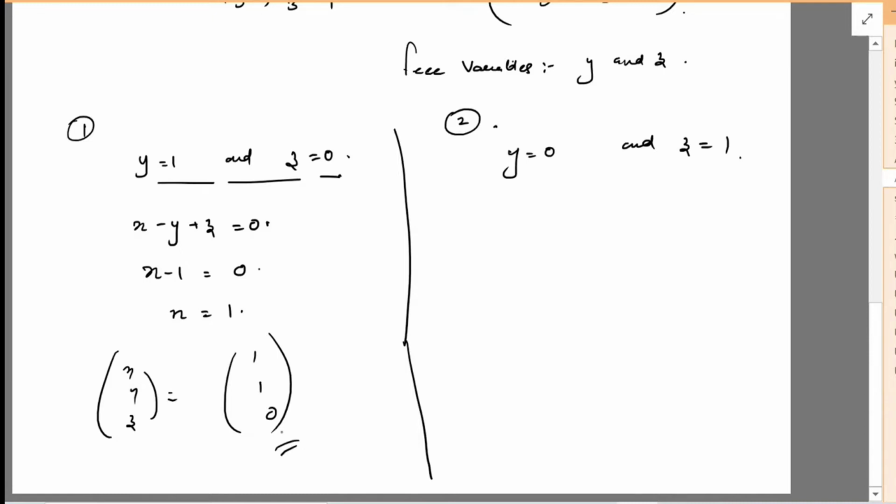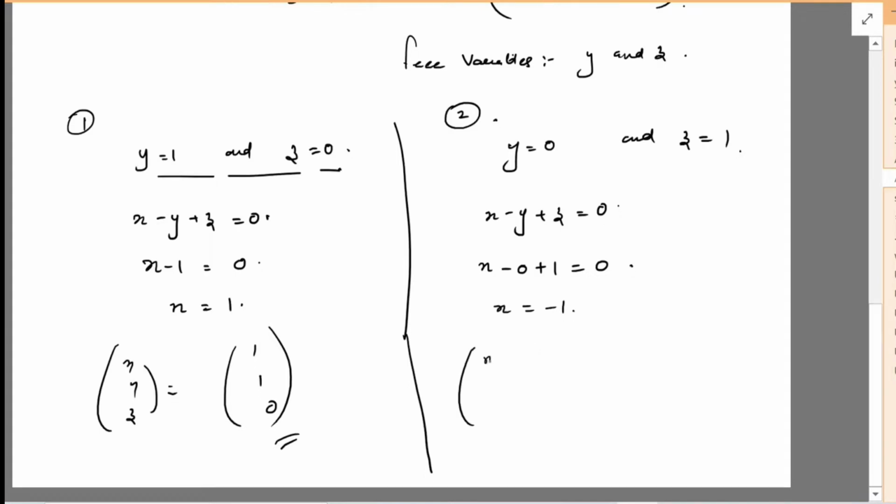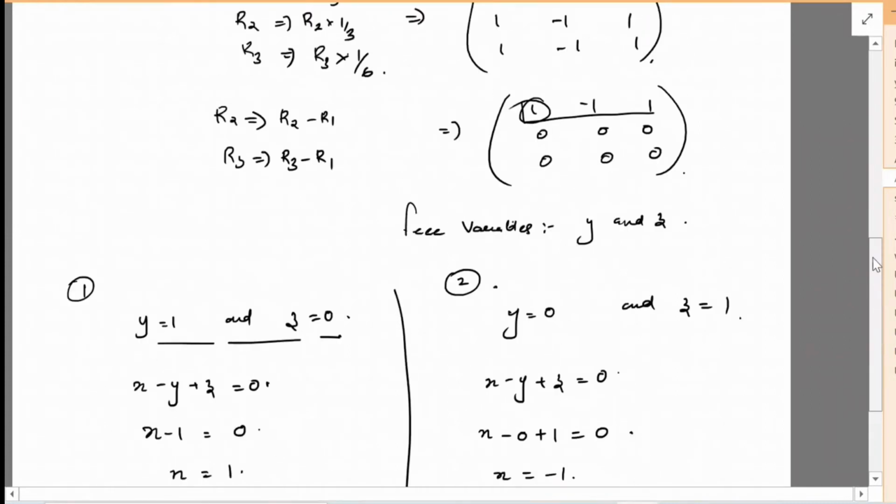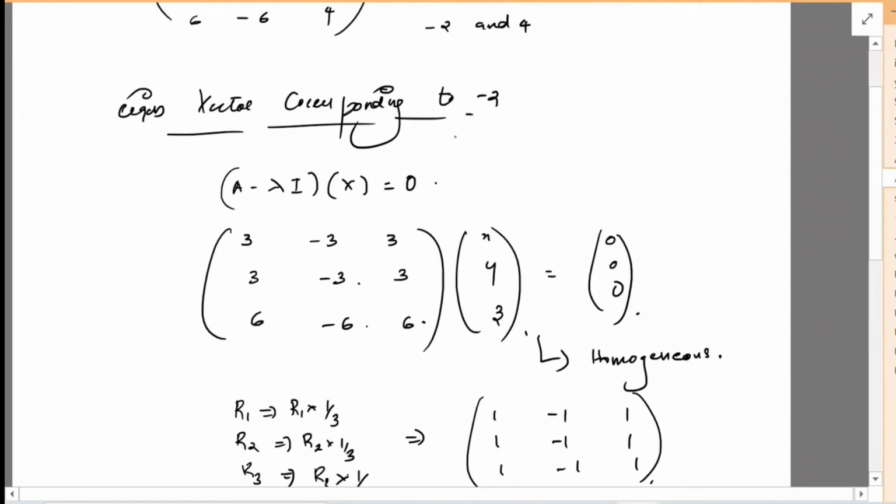So one eigenvector, x, y, z, is 1, 1, 0. That is one eigenvector corresponding to that eigenvalue. The other eigenvector can be obtained by substituting y equal to 0 and z equal to 1. The equation is x minus y plus z equal to 0, so x minus 0 plus 1 equal to 0, so x equal to minus 1. So here x, y, z will be minus 1, 0, 1. These are two independent eigenvectors corresponding to the eigenvalue lambda equal to minus 2.